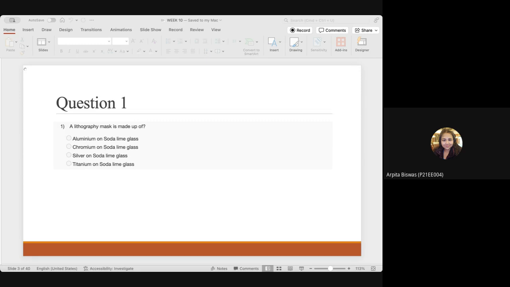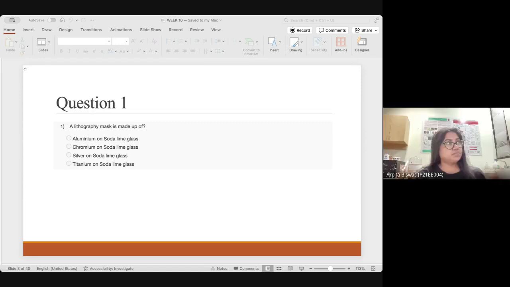So what is the right option? The right option is option B, the chromium on soda lime glass. Okay, so I'll move toward question number two.